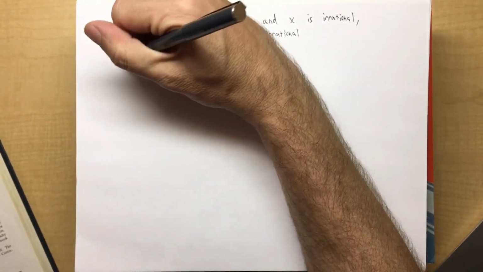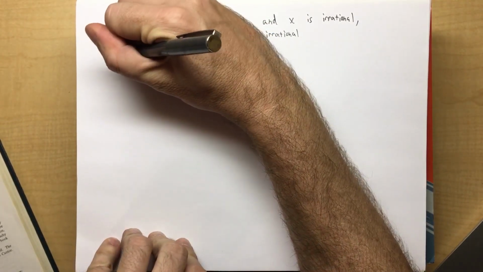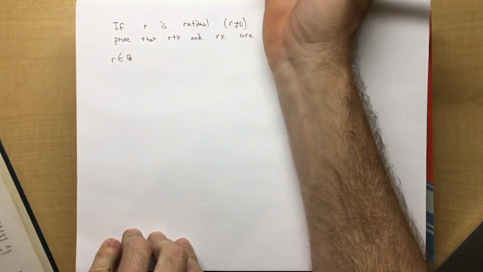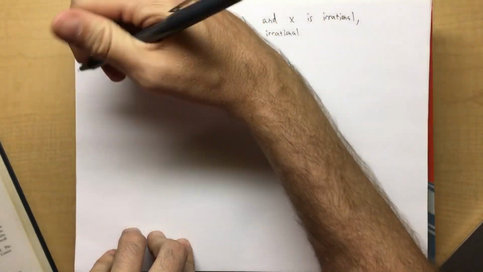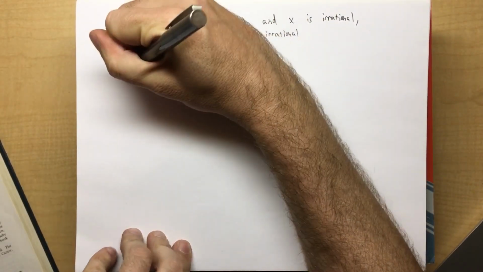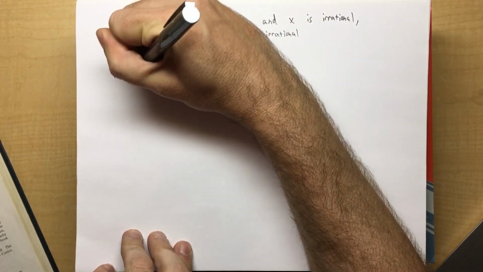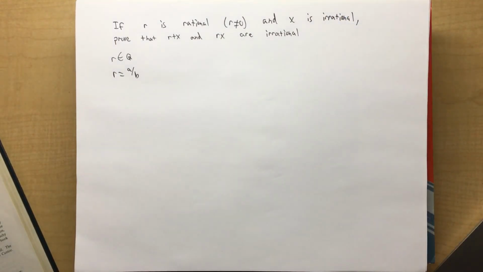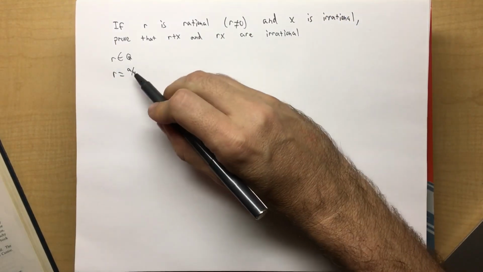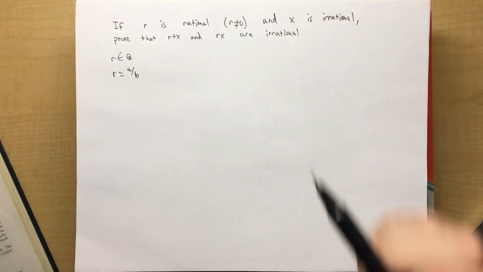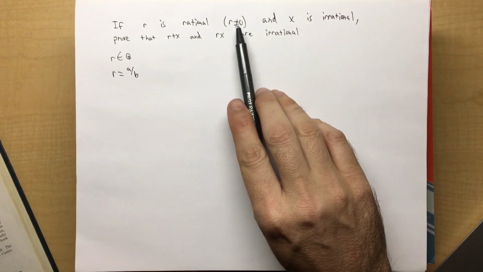So first we're going to say that r is an element of the rational numbers. Okay, I already told us that. But also, r is going to be in the form of a over b, where a is non-zero and b is non-zero. This right here.